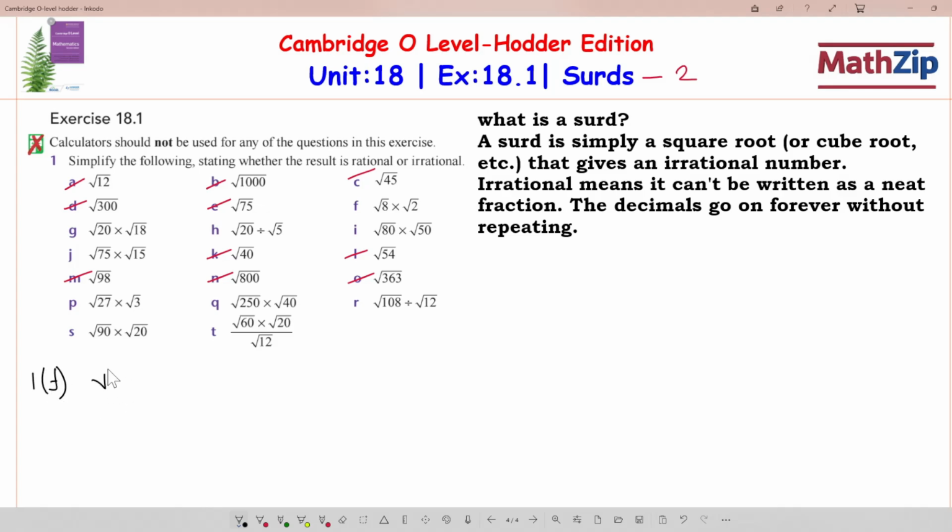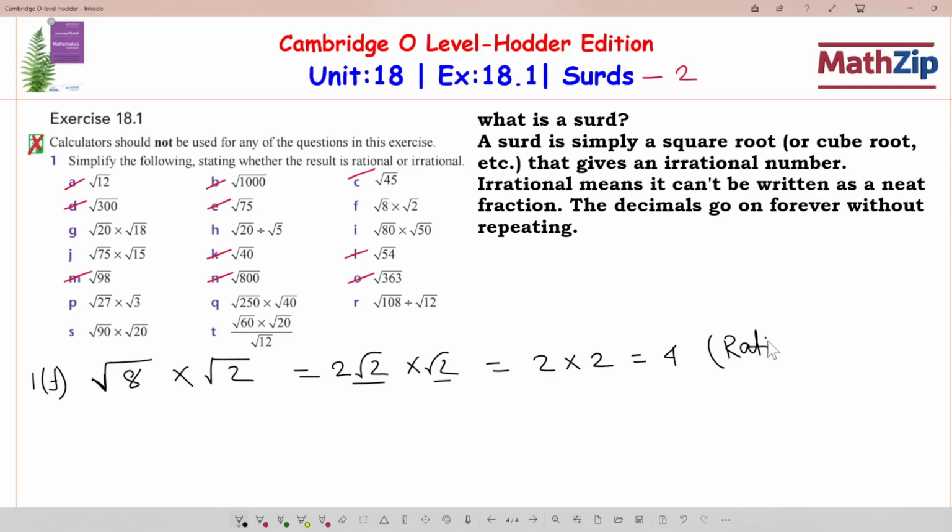which is root 8 times root 2. Okay, so what can we do? There are lots of ways we can solve this one. Root 8 we can write as 2 root 2 times root 2. What does that mean? It means 2 times root 2 times root 2, and root 2 times root 2 becomes 2. It means 4. This is a rational number.